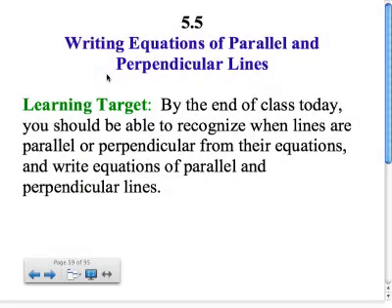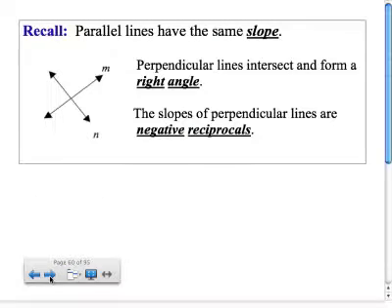In section 5.5, we're going to continue looking at writing equations of lines, except in this particular section, we're going to focus on writing equations of parallel and perpendicular lines. Recall that parallel lines have the same slope. Perpendicular lines intersect and form a right angle.